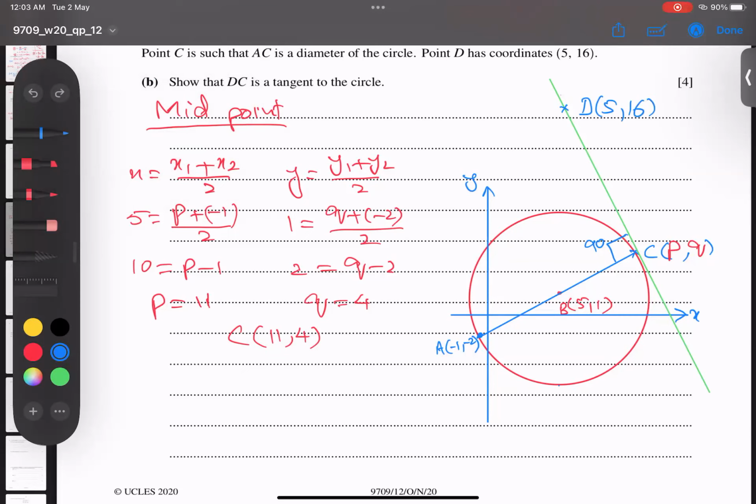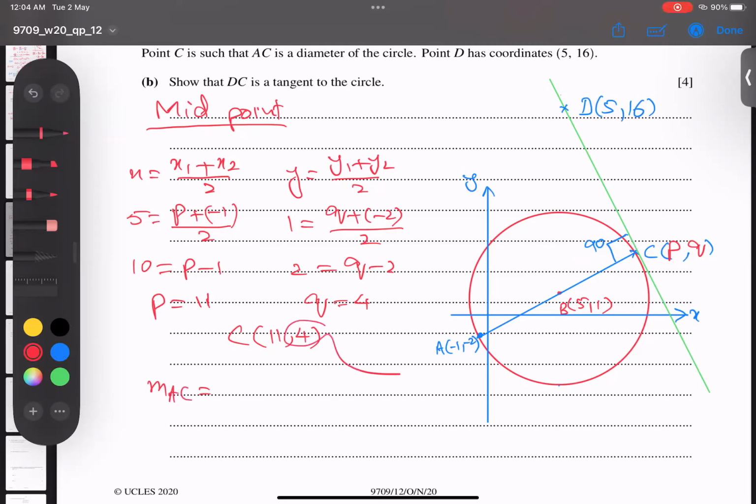Because we know one property. Whenever a line is a tangent to a circle, the angle between the diameter and the tangent is 90 degrees. So let's see, it means perpendicular. So I will find out the AC gradient. I'll find out the DC gradient. The product must be -1. So let's start. So the gradient of AC.